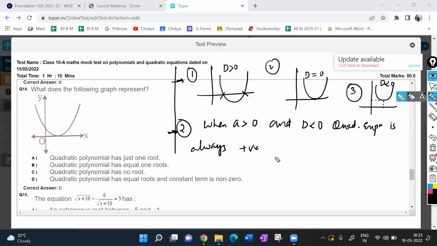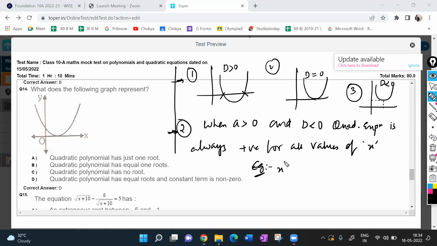It's always positive for all values of x.